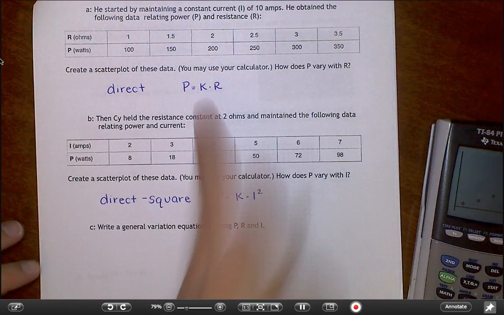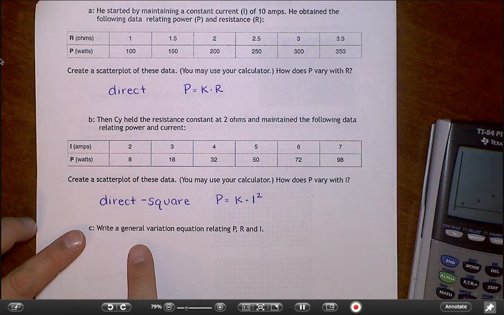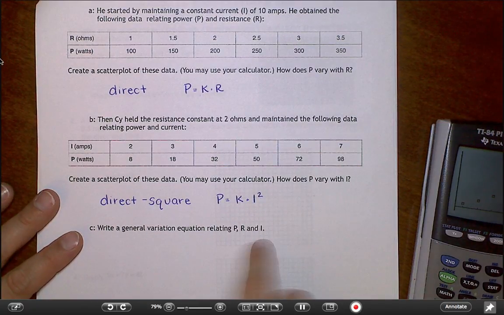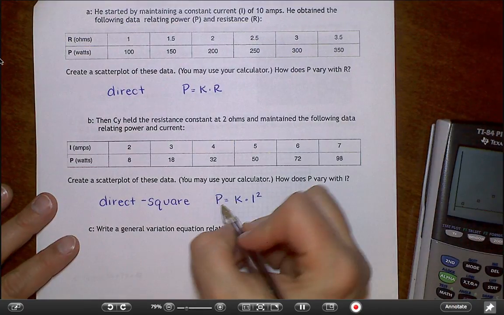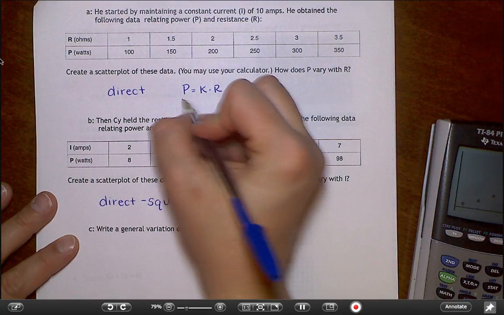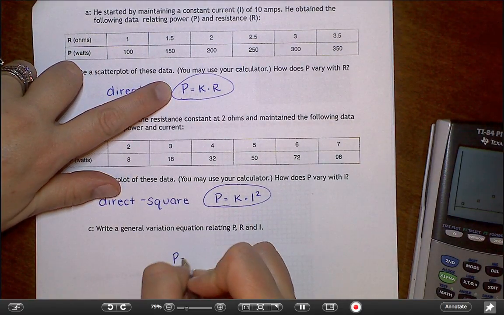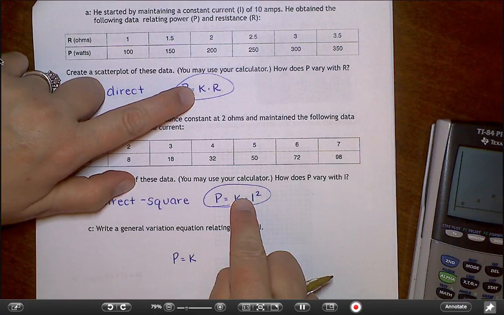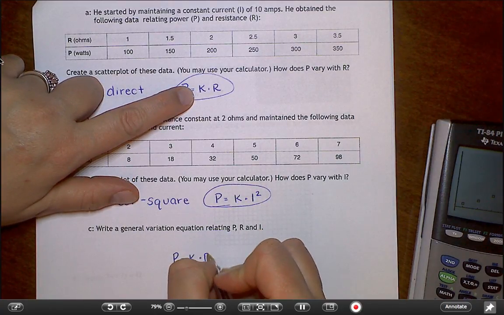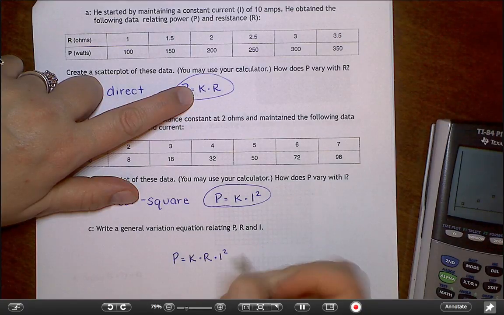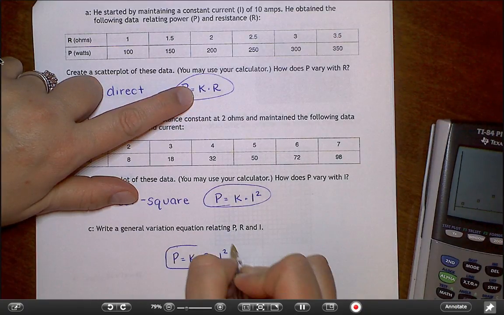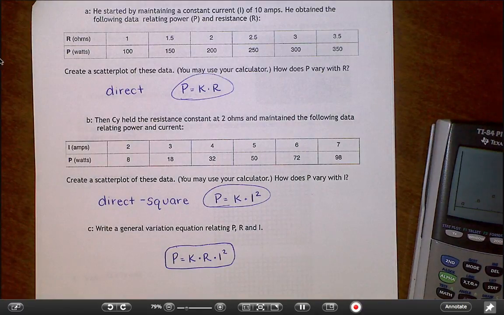The reason I did these is because down here in part C, it wants me to write one giant equation that contains all of those letters. And all I'm going to do is take these two equations that I wrote above and smash them together. So it's going to start with a P, it's going to have a K, and these are both multiplications, so I can just multiply them both. It would be R and I squared. And that's what your final equation would end up looking like there. And that's all you have to do for that. We could plug numbers in and find the K value and write a more specific equation, but the question did just ask for a general equation, so we're good to go there.